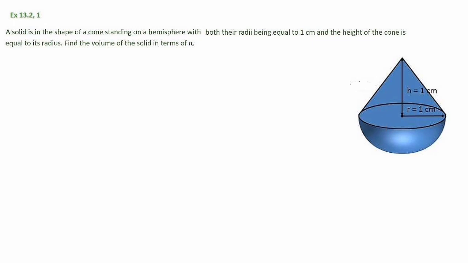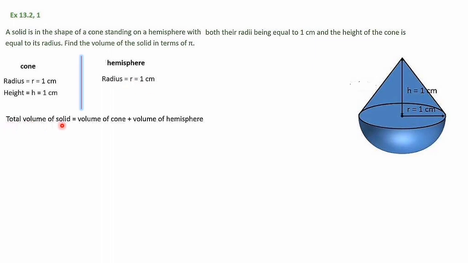Before going for calculation, let's write down the given measurements. In case of cone, we have radius r is equal to 1 centimeter and height h is equal to 1 centimeter. Here the condition is there, the radii being equal to 1 centimeter and the height of the cone is equal to its radius. So height and radius are same in case of cone. Next, in case of hemisphere, radius is 1 centimeter. So hemisphere is having only one dimension, that is the radius that we have written here.